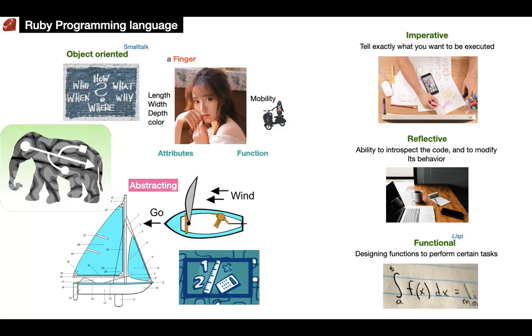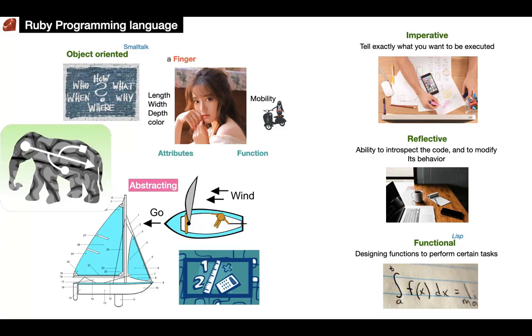So OOP is centered about designing entities, which have attributes, also known as properties, and functionalities or functions, that represent real or abstract world objects. So it is about abstracting things that exist in the real or abstract world into these type of entities, so into entities that have attributes and functions.